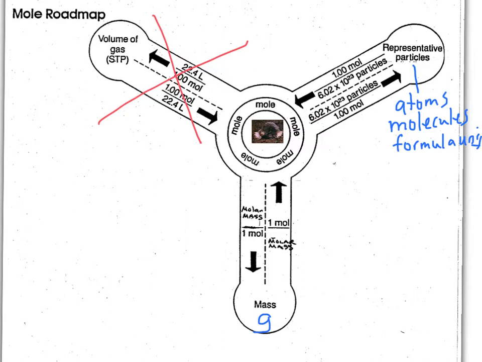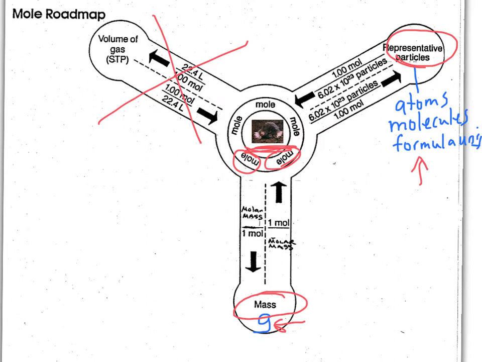You have the representative particles right up here. You have the mole area, and that's why I have a picture of the mole, and you have the mass area. Mass is in grams, that's why I have the grams there. Representative particles are those 3 things that we talked about: atoms, molecules, or formula units. And moles are just, well, they're moles each time.